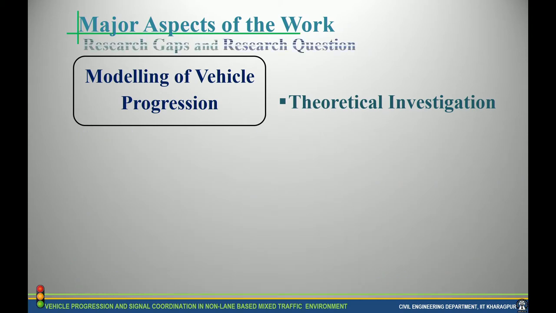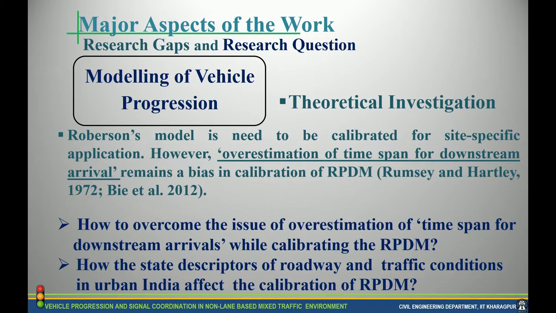And coming to this Robertson platoon dispersion model, there is one specific issue. Those who are familiar, I hope most of you come from a transportation engineering background, so you have some basic understanding. It's not possible to go to elementary aspects and start telling you about platoon dispersion and how Robertson's model is formulated. But if you see, overestimation of the time span of arrival at the downstream intersection is a key issue.